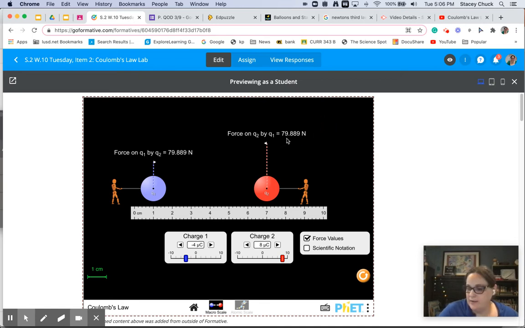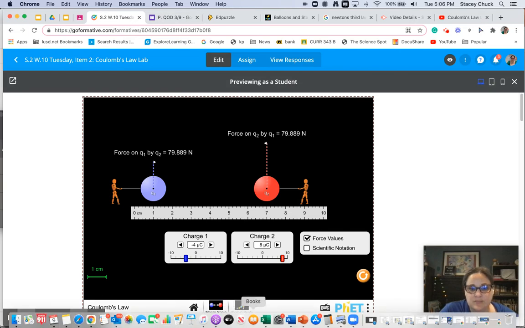And look at the force. 79.889. Now I could take 79.889 and divide it by 319 to see if that equals 0.25. Or I can do it the other way and see if this goes in 4 times. Both give you the same result.